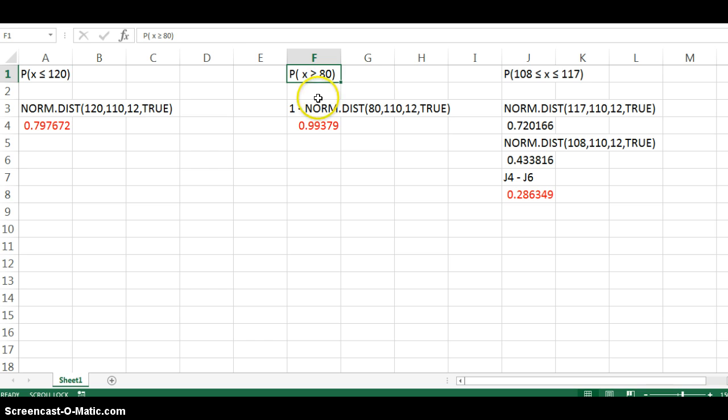For greater than 80, pretty much do the same thing. If you just use norm distribution and type in 80, it's the probability that x will be less than 80. So to figure out the chances that x is greater than 80, you need to subtract that from 1. So 1 minus the chances that we're less than 80 will give us the chances we're greater than 80, which is 0.99379. And then our last one: what's the chances we're in between 108 and 117? Figure it out for 117 and for 108. Then take the 117 value, which I have here in J4, and subtract away the 108 value, and you'll get this number.